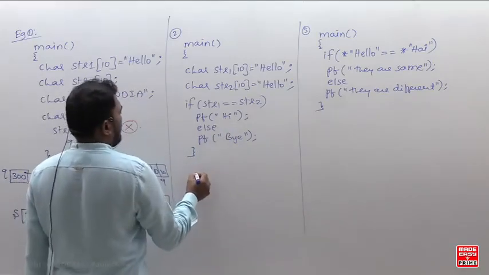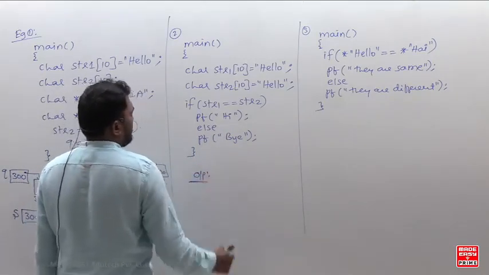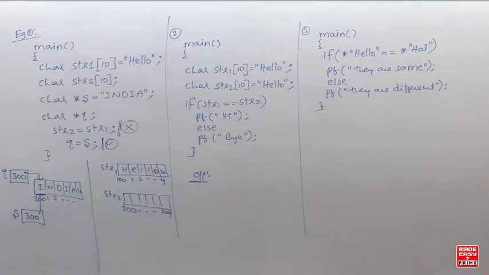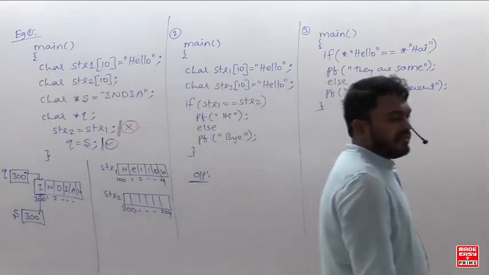Next, here you have an output printf statement. Tell me, what is the output printed? Second example. Second example, what is the output printed?